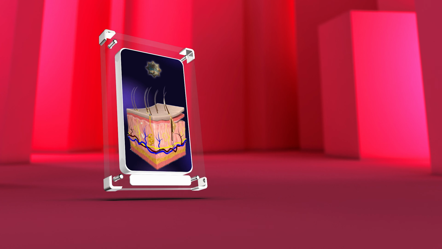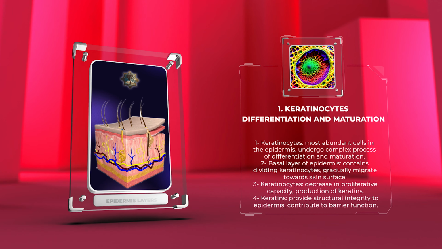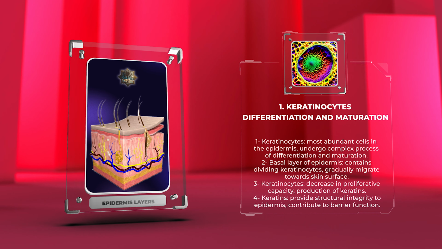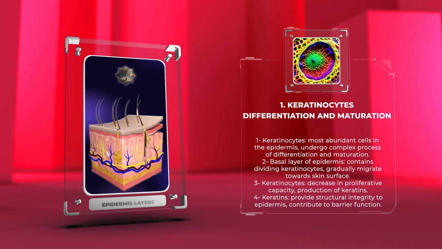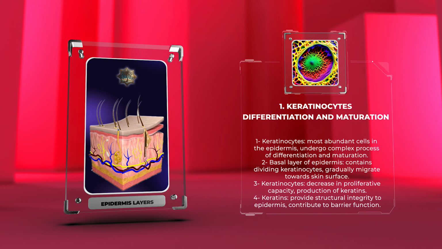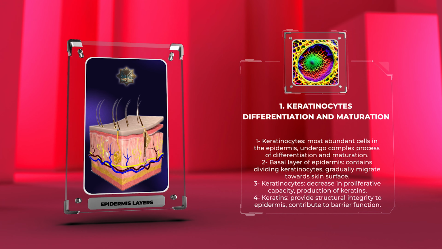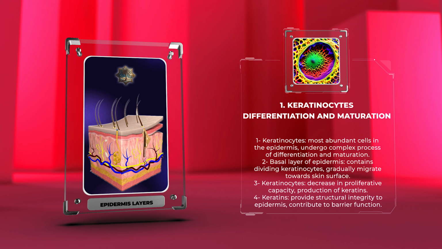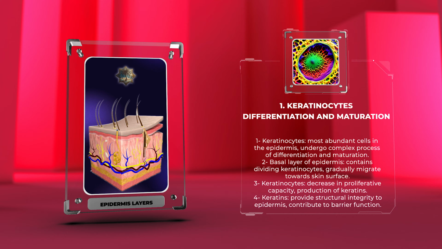Keratinocytes, the most abundant cells in the epidermis, undergo a complex process of differentiation and maturation. The basal layer of the epidermis contains dividing keratinocytes that gradually migrate towards the skin surface. As they move upwards, these cells undergo a series of changes, including a decrease in their proliferative capacity and the production of specific proteins called keratins. These keratins provide structural integrity to the epidermis and contribute to its barrier function.